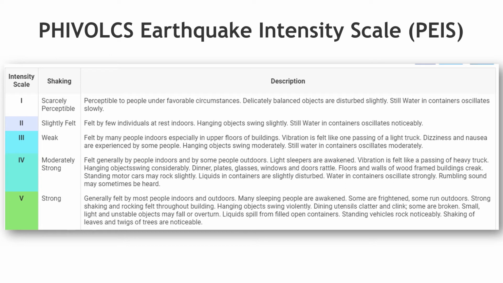Let's start with intensity 1. You will experience scarcely perceptible. Intensity 2, slightly felt. Intensity 3, weak. Intensity 4, moderately strong. And intensity 5, strong shaking of an earthquake. So as you can see here, there is a description of each of the intensities from 1 to 5. Please see for yourself and read some of the descriptions.